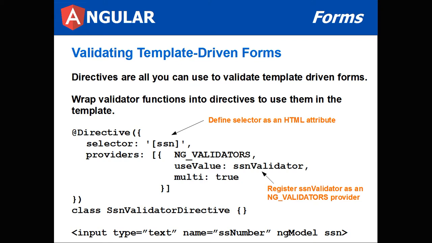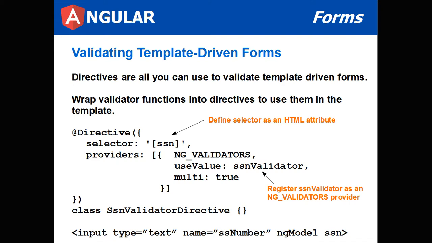Okay, now validating template-driven forms. Directives are all you can use to validate template-driven forms. You wrap validate functions into directives to use them in the template. So suppose we had a directive with a selector ssn. We define a selector as an HTML attribute by using the square bracket notation here.